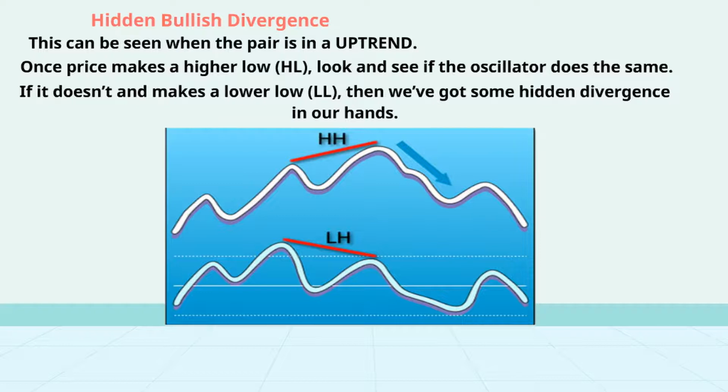This can be seen when the pair is in an uptrend. Once price makes a higher low, look and see if the oscillator does the same. If it doesn't and makes a lower low, then we've got some hidden divergence in our hands.